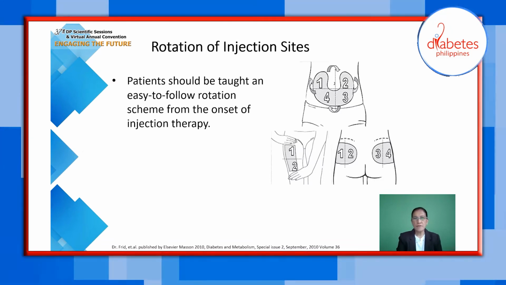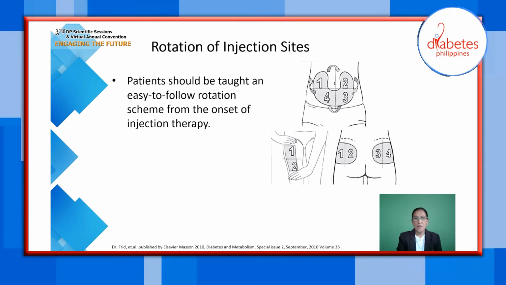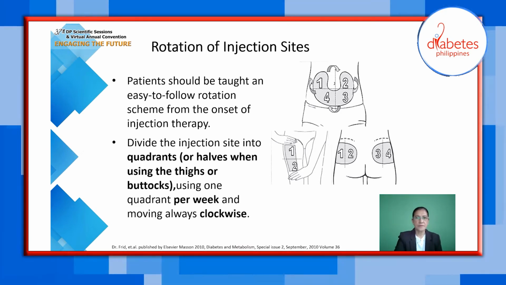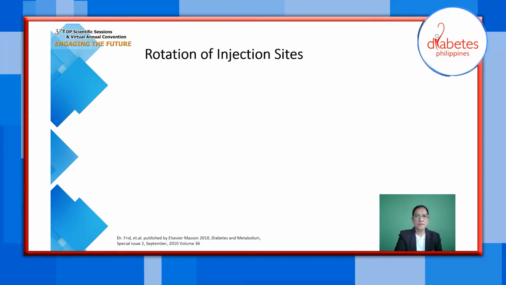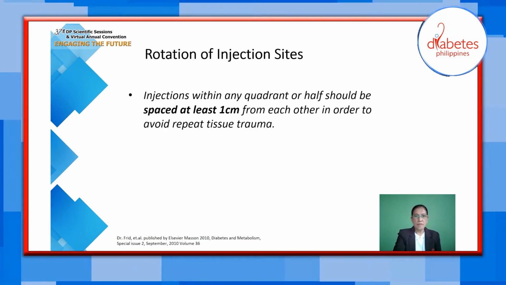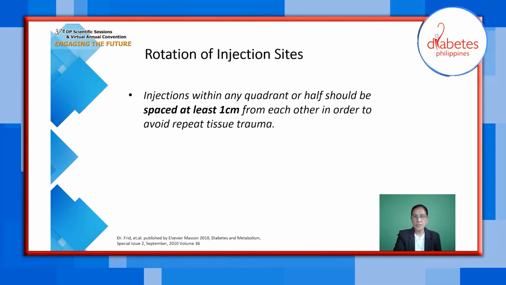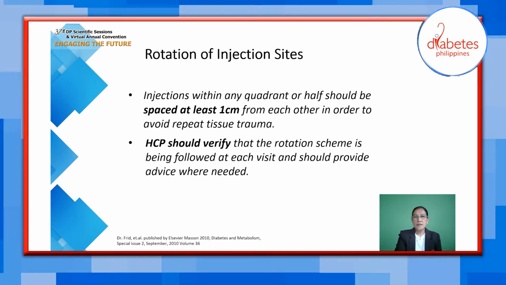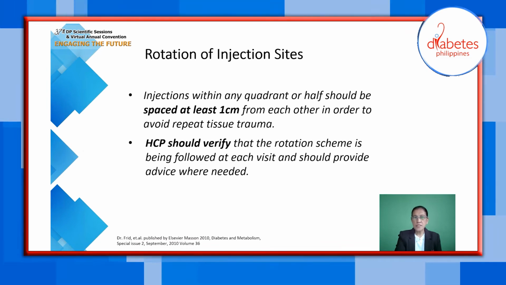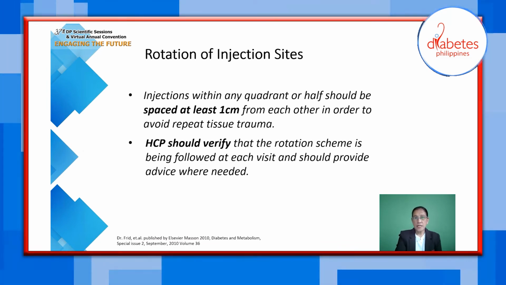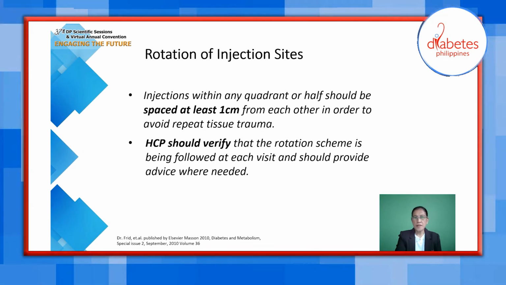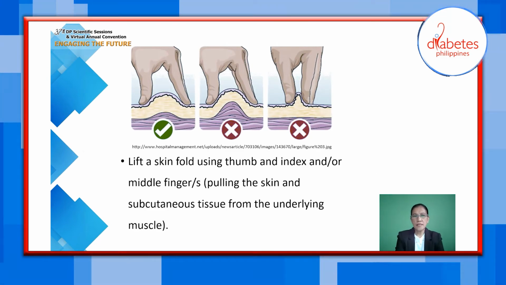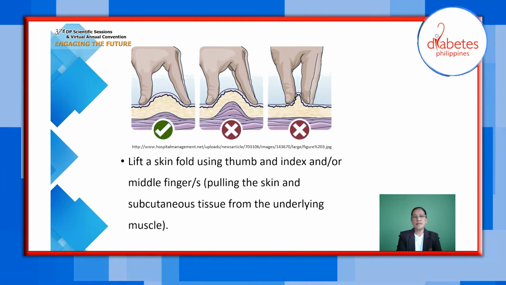Now for the thigh, of course, you divide it by 2. You have 2 thighs. 1 quadrant, second quadrant. Maybe you can start on the left and then go to the right. Then, as I have mentioned, in each quadrant, you have to space the injections 1 centimeter away from each other. The healthcare professional, whenever the patient has a checkup with you, please verify if the patient is rotating the injection. Now, what is the skin fold or lifting of the subcutaneous tissue?